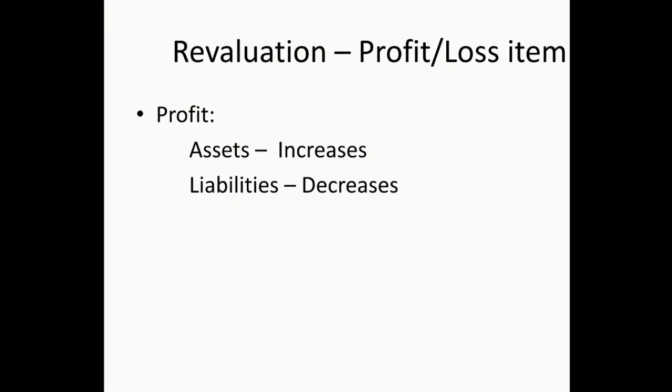Some items may be a profit item, some may be a loss item. Profit item means if any asset value increases, then it is a profit, or if any liability value decreases, that is also a profit. For example, land and building in the balance sheet is 10,000 and in the adjustment it is given as 15,000, meaning the value is increased, then it is a profit item.